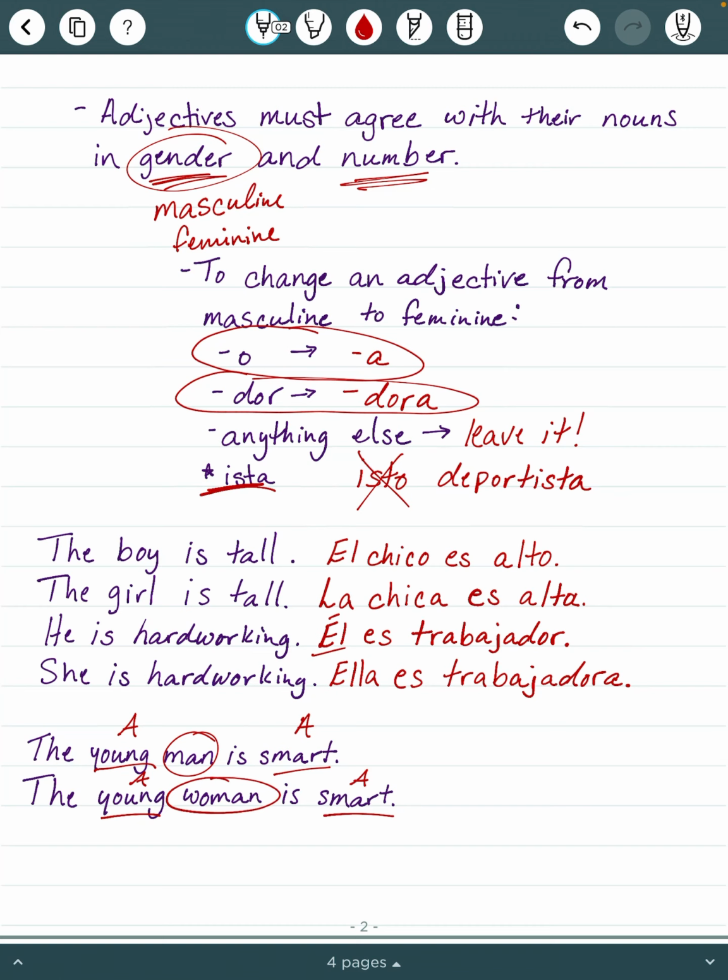So to say the young man, keep in mind, remember what we learned, adjectives must go after their noun. So I'm going to say the man who is young is smart. So el hombre, the man, and then I'm going to put young after hombre. Young in Spanish is joven, and then es smart, inteligente.